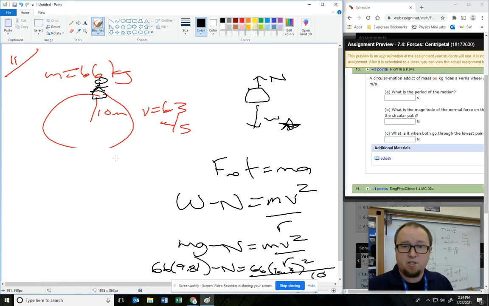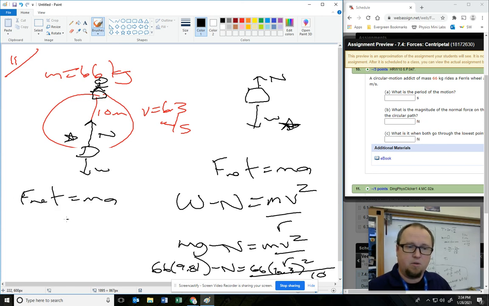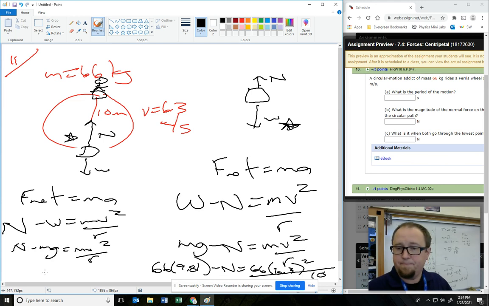Now, when you go through the lowest points, so now you're at the bottom here. You have a weight force, your normal force will be bigger because you need more force towards the center. So now F net equals ma, v squared over r. But now it's the big guy minus the little guy. There you go, plug in your values again.